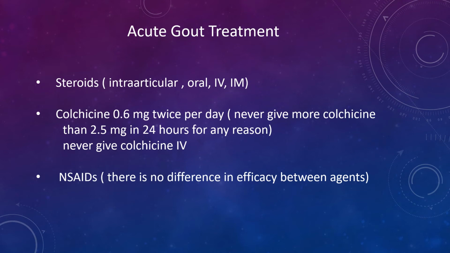Acute gout treatment usually consists of steroids, whether we inject them, take them by mouth, or give them IV, or we can use colchicine, which is an anti-inflammatory. In the acute phase, we don't use more than 2.5 milligrams in 24 hours.